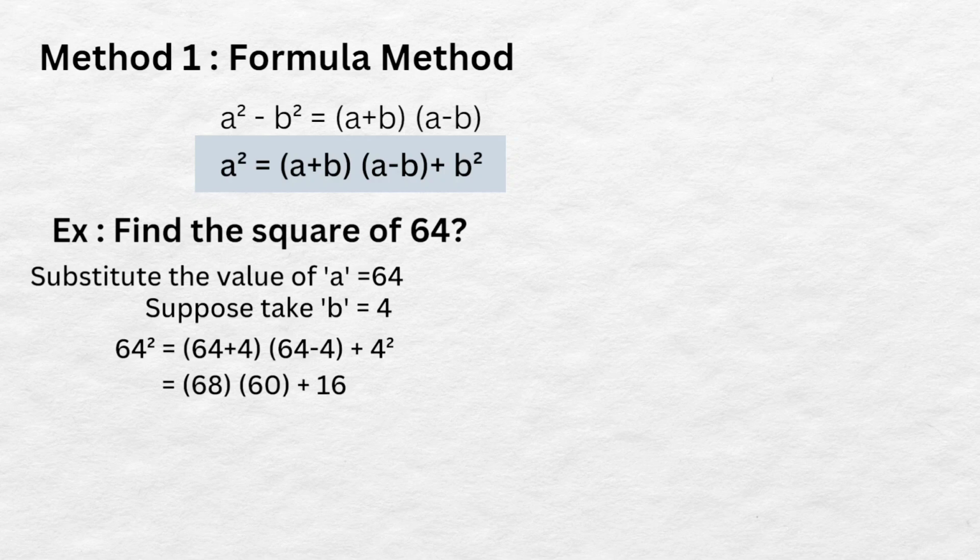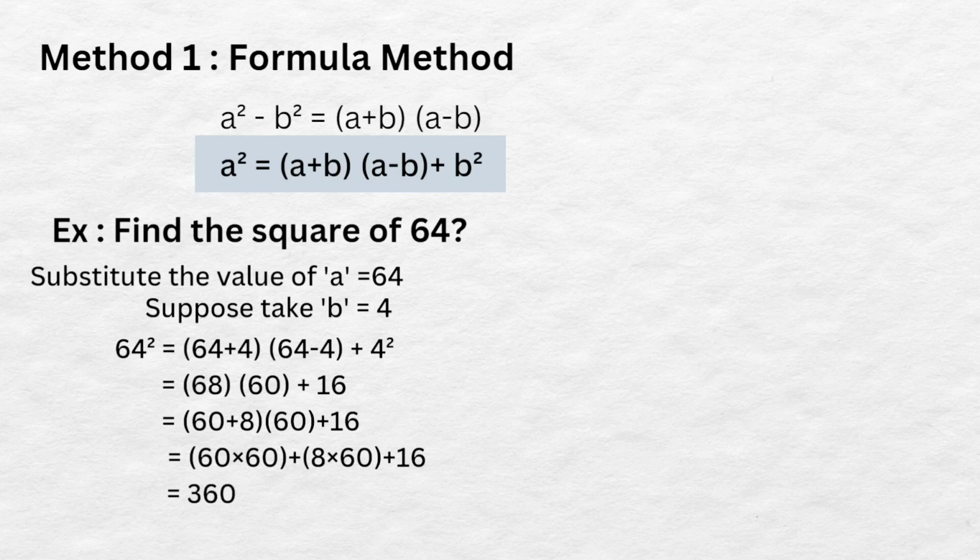Multiplying 68 into 60 is difficult, so we can simplify it further. Write 68 as 60 plus 8. First multiply 60 and 60, and then multiply 8 into 60. By multiplying 60 into 60 we get 3600. By multiplying 8 into 60 we get 480, and then 16. By adding all the numbers we get the final answer, that is 4096.